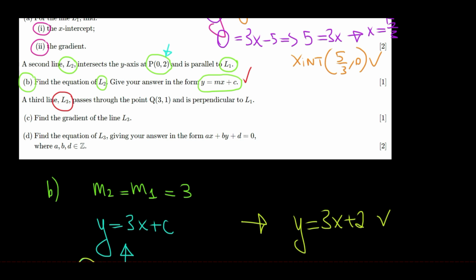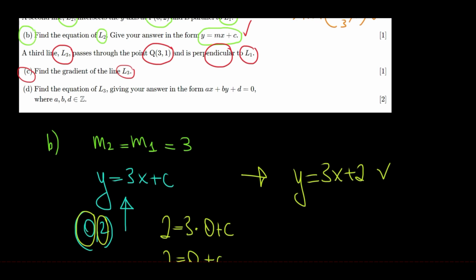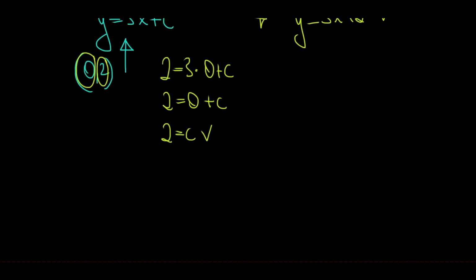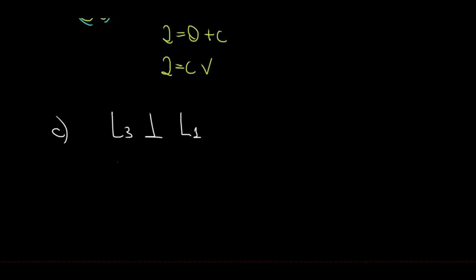A third line, L3, passes through the point Q with the coordinates 3, 1 and is perpendicular to L1. Question C says, find the gradient of the line L3. Okay, so we are going to write the following: that the line L3 is perpendicular to the line L1. That's the symbol for perpendicularity. There is a property when it comes to perpendicular lines that the product of their gradients, m3 times m1, must equal minus 1. Then we know that m1 is 3, so we're going to write 3 over there. This is m3 times 3 equals minus 1.